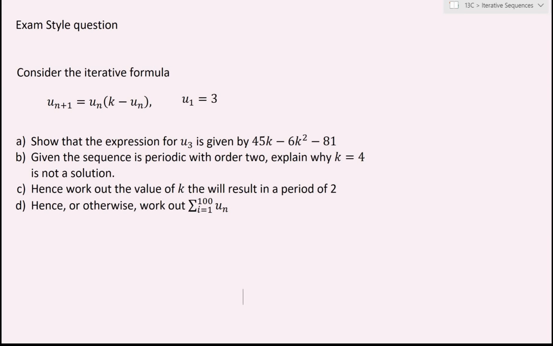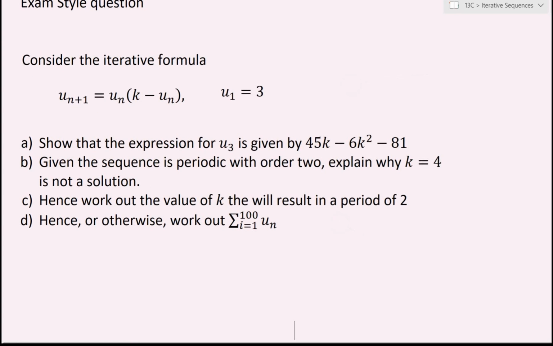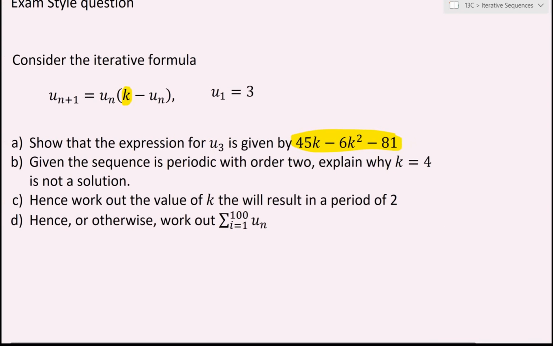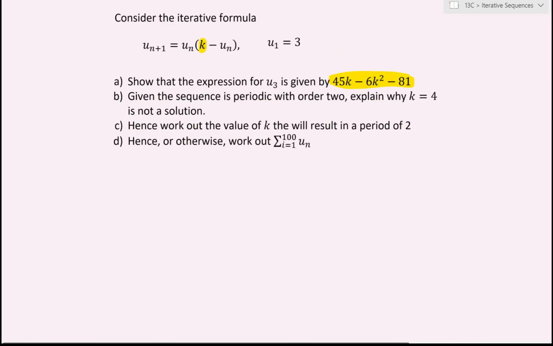So I'm going to go through this one exam style question. I'm going to try a couple that are kind of similar, along the same lines, to basically see how hard the questions can get and what they tend to look like. So we have this iterative formula, and we have an unknown in it, k, which is very common. If you don't expect that, you tend to be surprised. The first part is a show that question, and show that questions come up a lot more in exams these days. We want to show that U3 is given by this form here. So let's work it out.